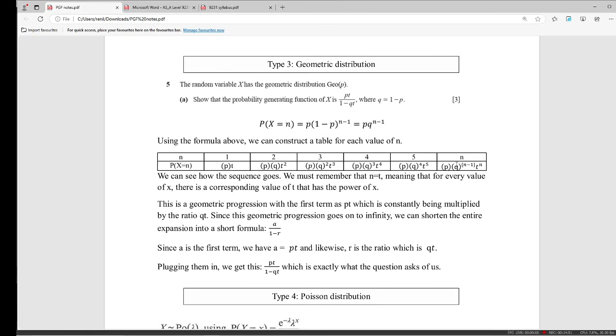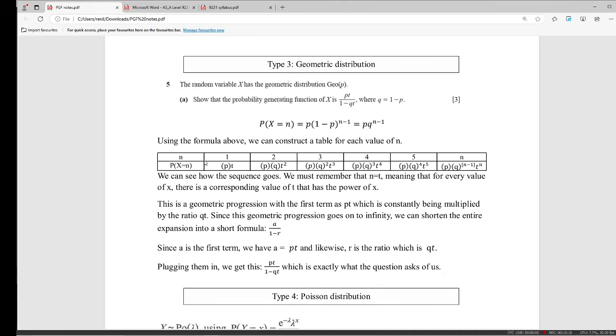So for 3 occurrences, our power of t will be 3, and you can see that's how it's going to happen every time. It's going to keep increasing like this. So for the first term we know it's pt. The second term, since there's a t being incremented, it means our ratio is qt. So our first term is pt, our ratio is qt.